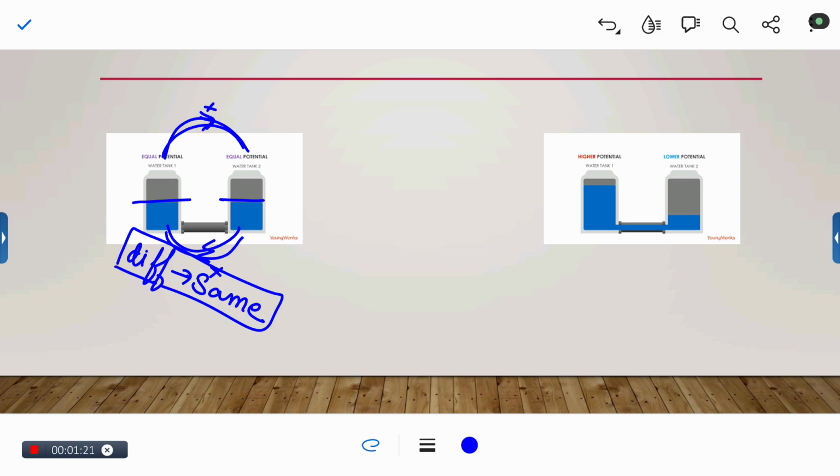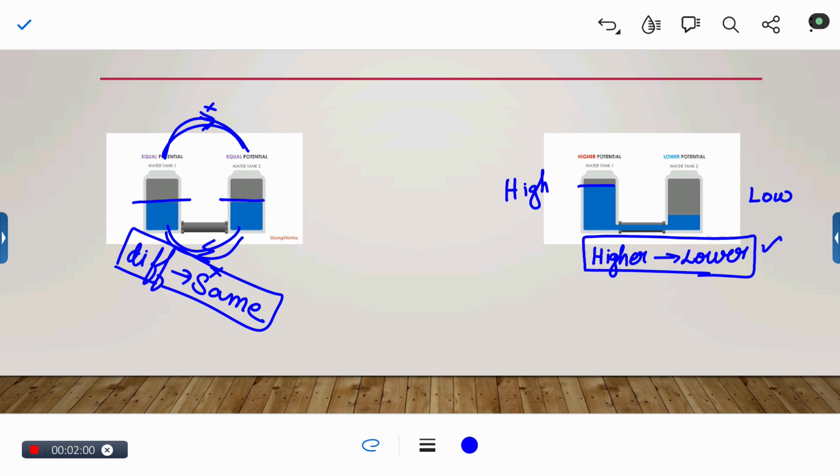Now we come to the second condition. Here also two containers are interconnected and filled with water, but in one container the level of water is high, whereas in the other container the level of water is low. Will the water flow from one container to the other or not? Yes, it will flow, from the higher level to the lower level. That means only if there is a difference in the water level will the water flow from one container towards the other.